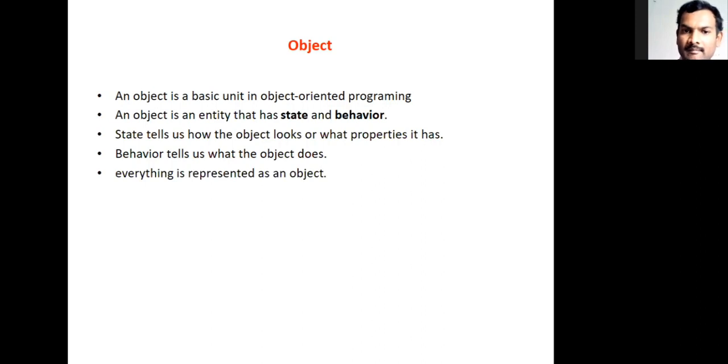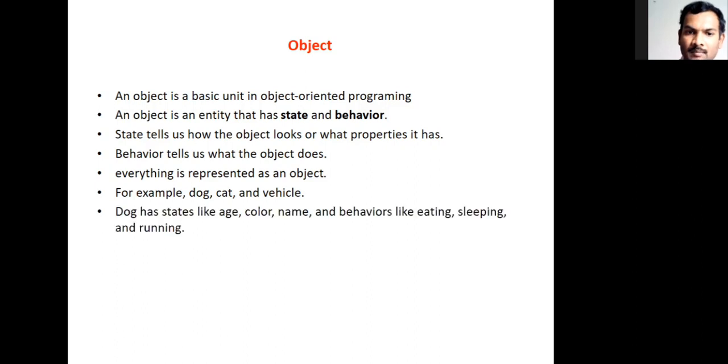If you take a cat, a dog, a person, a table, a classroom, everything that is existing in the real world can be represented in the form of an object. For example, these are some of the objects. If you take the example of a dog as an object, as I said, it has the state, and the state represents the properties. If dog is considered as an object, the properties of the dog are age, color, name, and the behavior is represented by what it does. What the dog does is eating, it can sleep, or it will run.